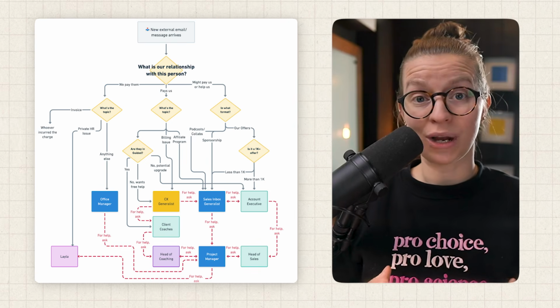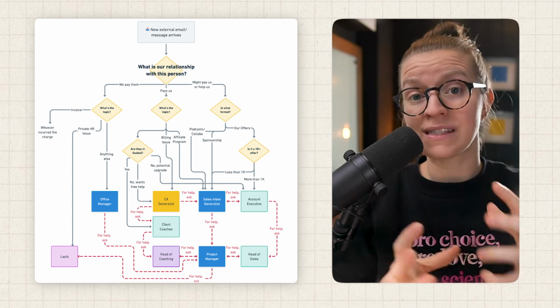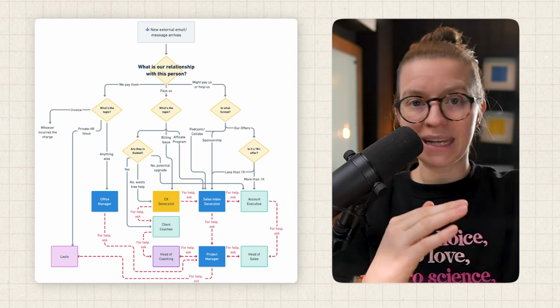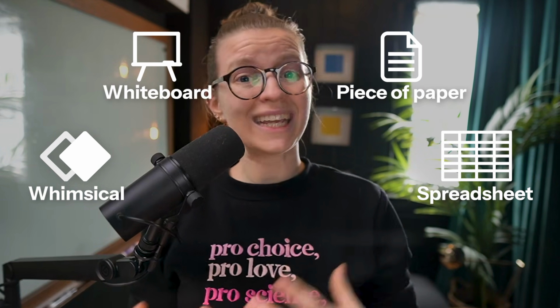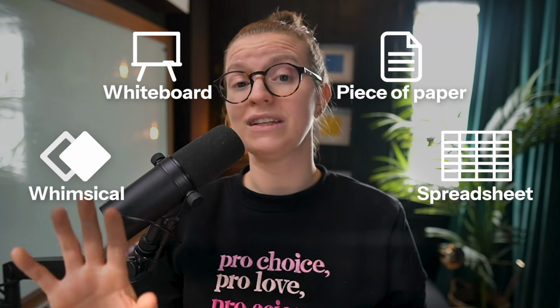What I'm doing here is breaking down who is the authority for a specific type of communication without having to make it all into this complicated list. This is super visual, easy to just drag and drop and create whatever. And I'm using the tool Whimsical to do this, but you could use your whiteboard, a piece of paper, a spreadsheet, Canva, whatever tool you have will be just fine.